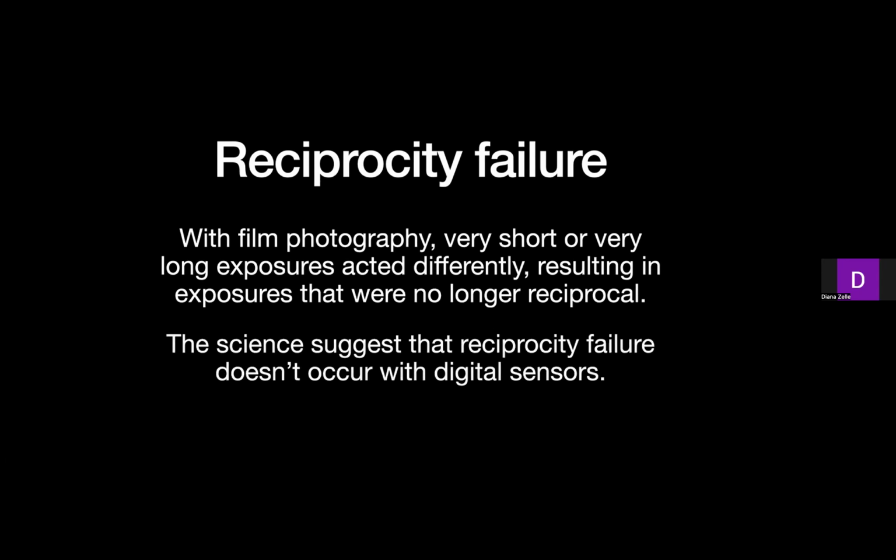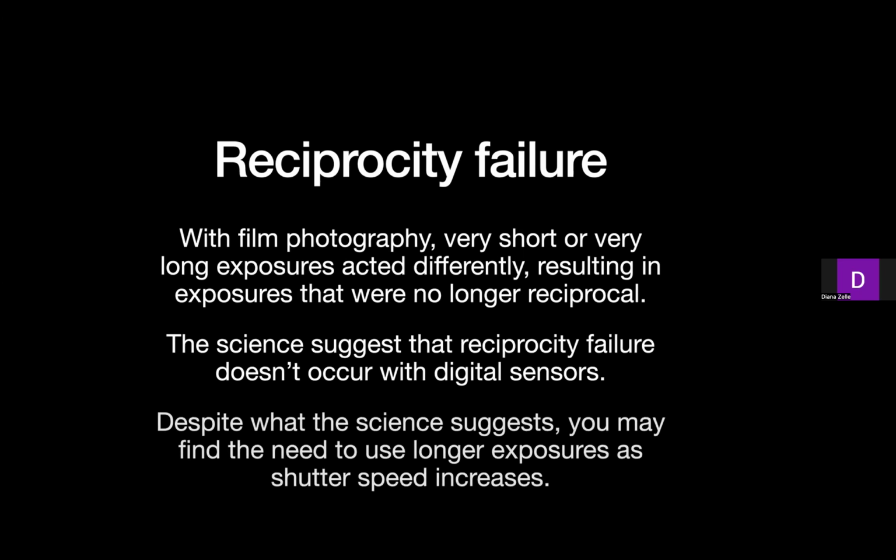What should be, say, a 1 second exposure might take 3 or 4 seconds instead of 1 to get the right exposure. Things start acting weird a little bit. Fortunately, we have digital cameras today. The science says that reciprocity failure doesn't exist on digital cameras. That's what they tell us. I'm telling you that whatever is going on, you still might have some.